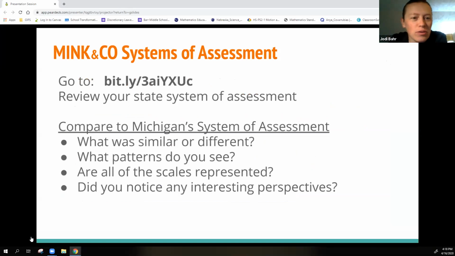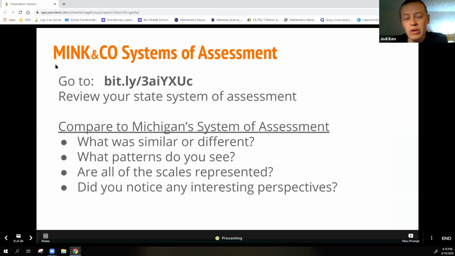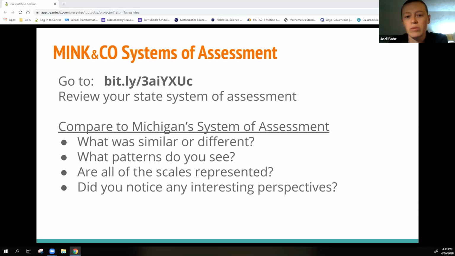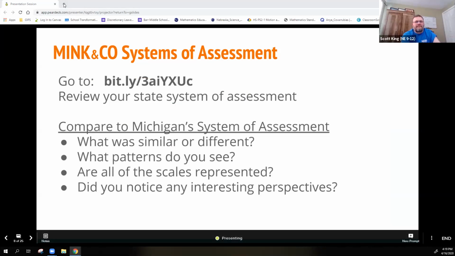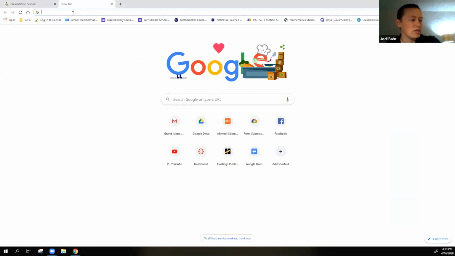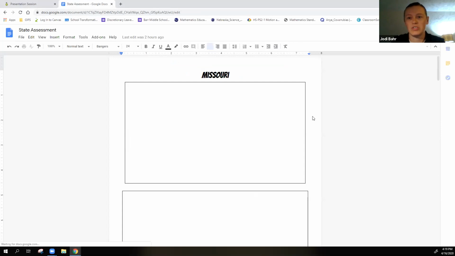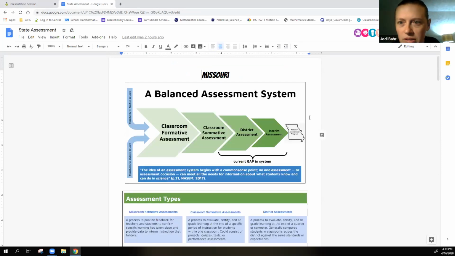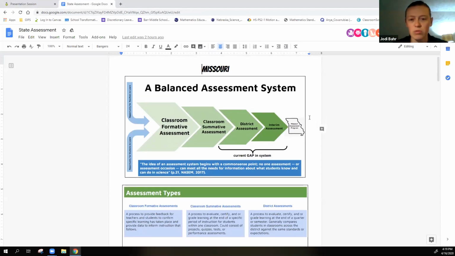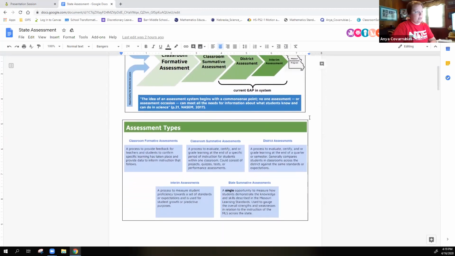Hey guys, all right, so what we've done is we asked each state to provide us with their model, or the way they think their assessment system is going to look, or their ideal situation. There's a bit.ly, and we'd love for you guys to go there and find your state's model, and compare your state's model with Michigan's, and look for what's similar, what's different, what patterns you see, are all the scales represented, and did you notice any interesting perspective? We're not necessarily trying to compare each other's, but just look for ours against Michigan. So if you go there and find your state, I'll put some of those questions back in the chat so that I can flip back to it too.